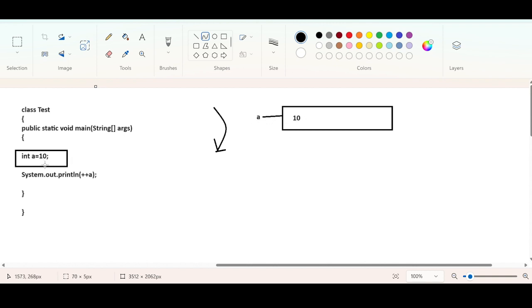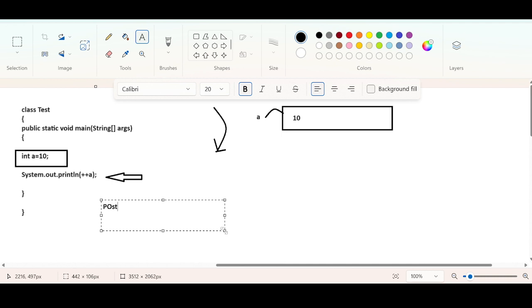Okay, first line got over. Now the control jumps to the second line. Inside the System.out.println brackets, first it is finding the operator ++a. So this is a pre-increment operator. For post increment, the concept is very simple: first print the value, then update. Print and update.